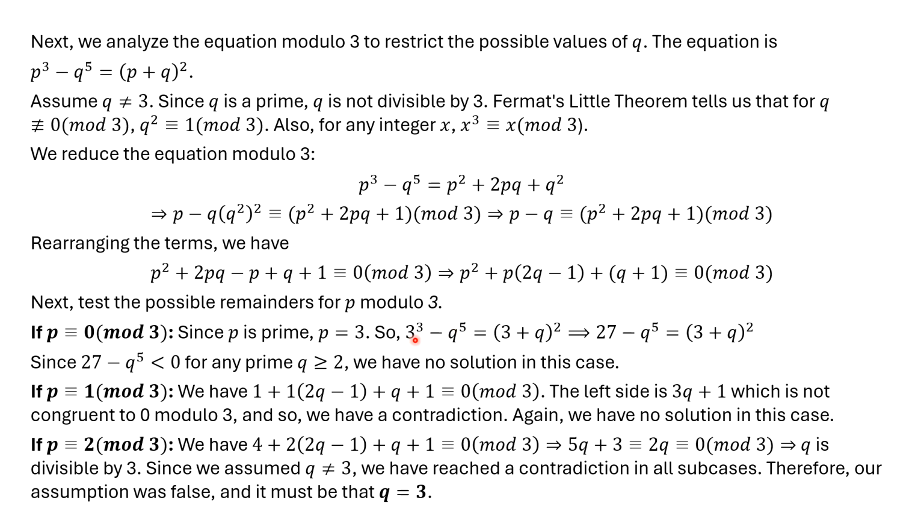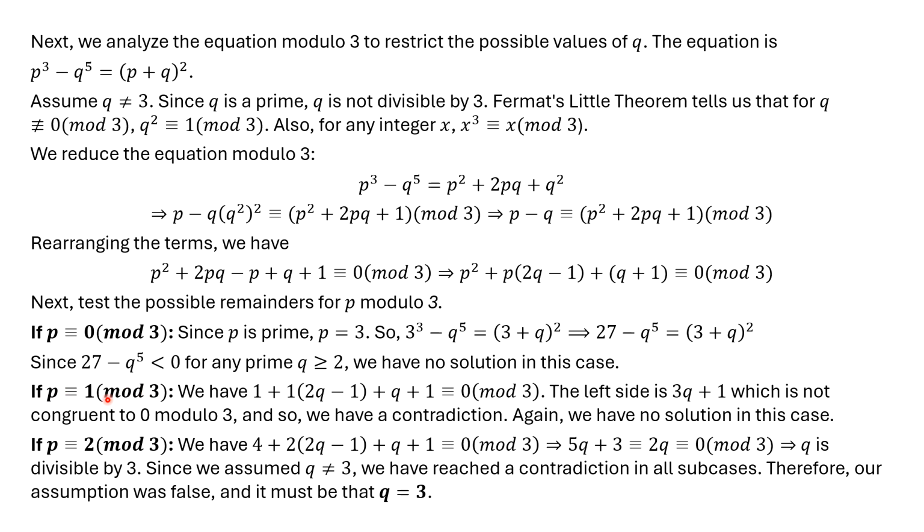And we get 3 cubed minus q to the 5th, equals 3 plus q squared, and that becomes 27 minus q to the 5th equals 3 plus q squared. But this is negative. For any prime number, this is going to be negative. I mean, even if you pick the smallest prime, 2, you're going to get 32 from 27. So this is negative and this is positive. So there's no way these two could be equal. And so we have no solution in this case.